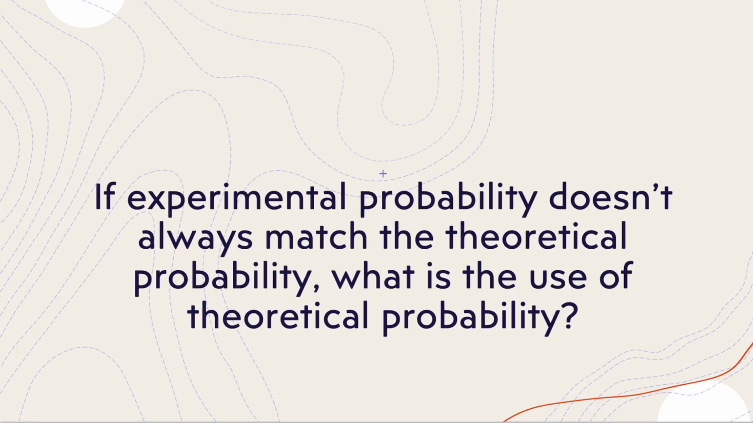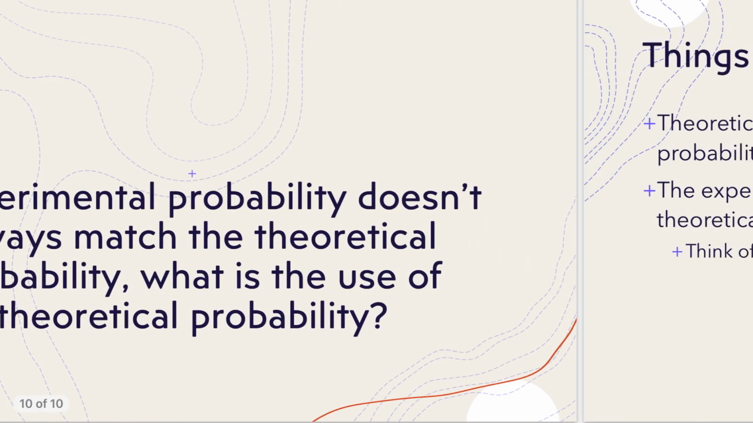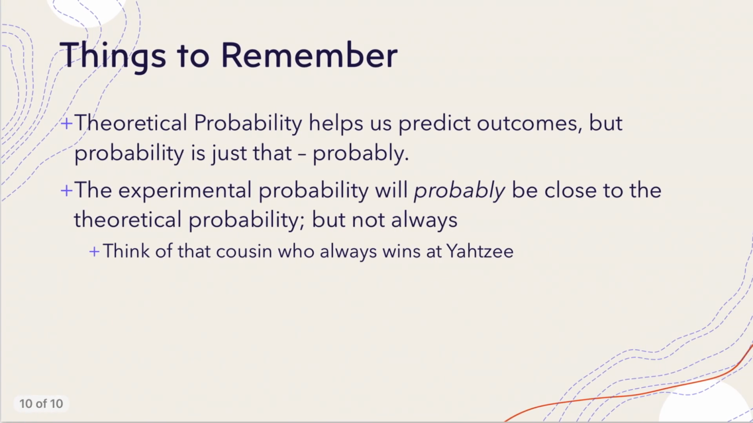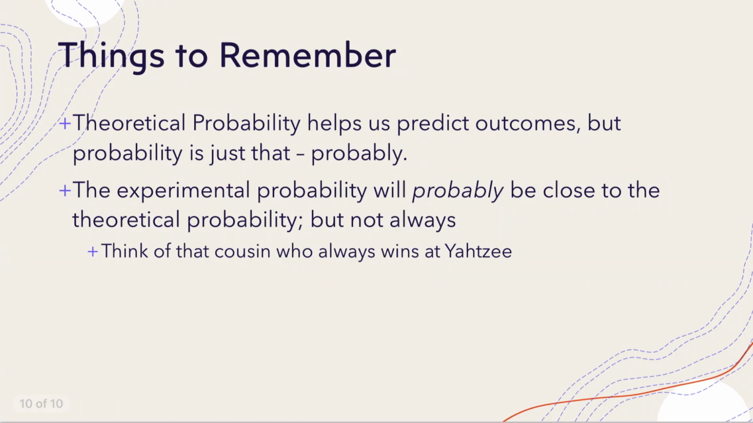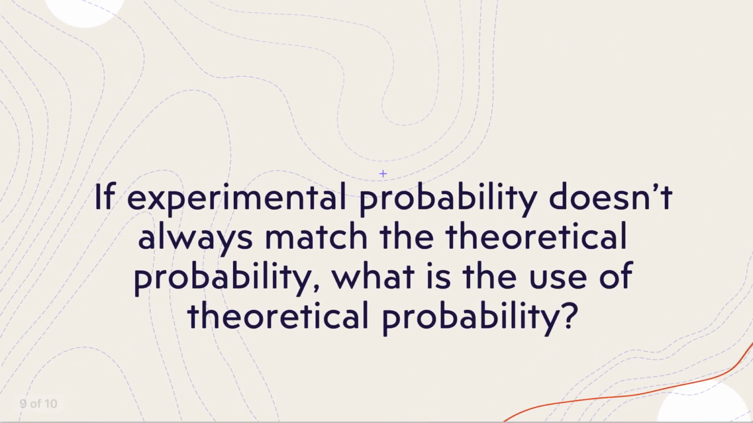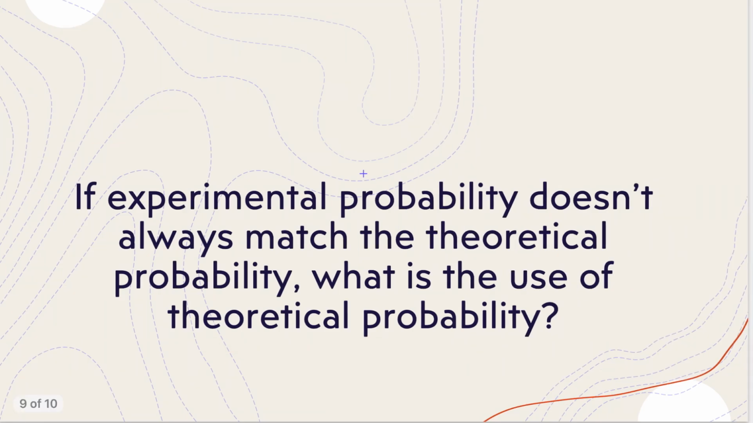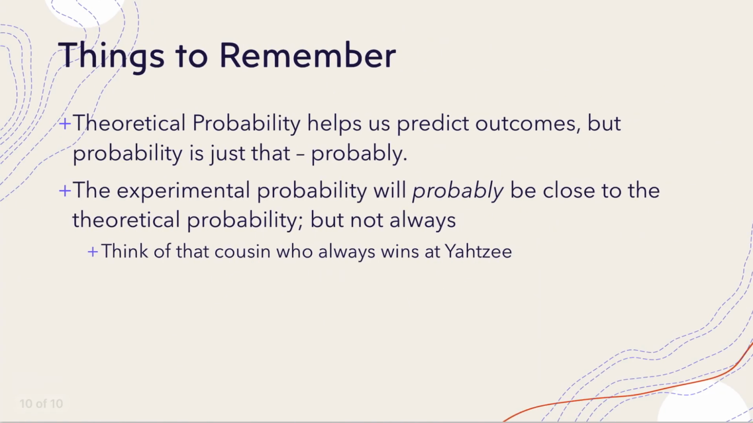So then why do we even need theoretical probability? If we have experimental probability, why do we need theoretical probability? Why do you guys think? So I guess some things to remember, because I'm not going to answer that question for you. I want you to think about it. Why do we need theoretical probability? Why is that useful to us? Why not just use experimental probability all the time? So theoretical probability helps us predict the outcomes, but it'll probably happen like that, but not exactly. And the experimental probability will probably be close to that theoretical probability, but not always.